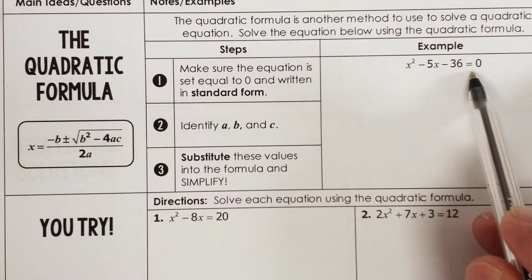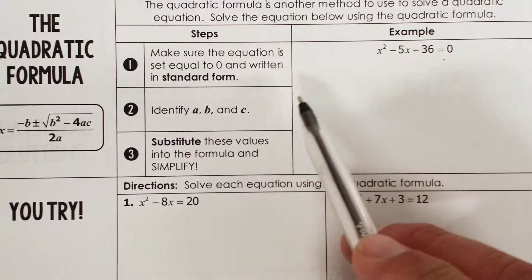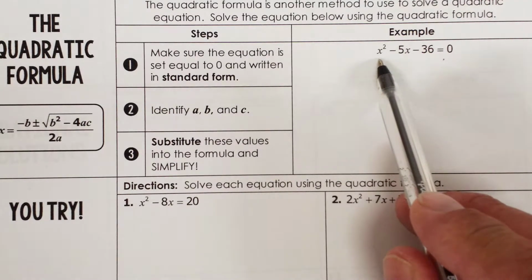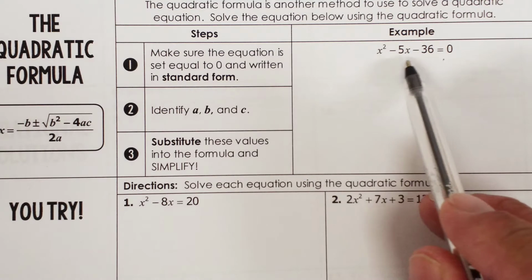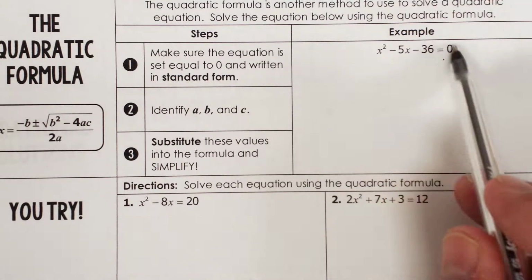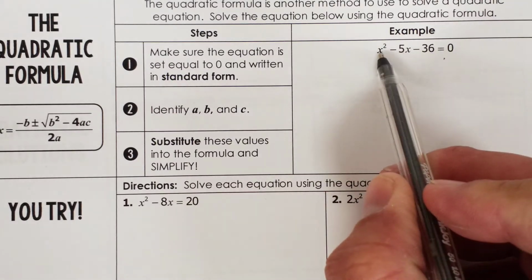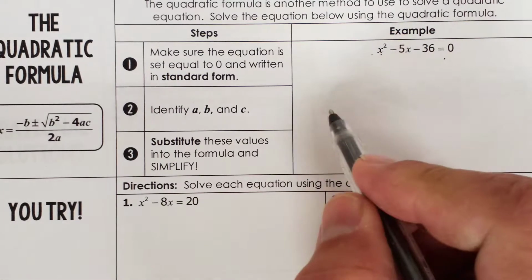First of all, you got to make sure the equation is equal to 0. If it's not equal to 0, then we know how to fix that. We've been working on that for the last few weeks. And make sure it's in standard form. Remember, the biggest exponent first, then the next biggest, and then your constant last. Okay? So once it's in standard form, the number that's in front of x squared, which in this case would be 1, that's your a number.